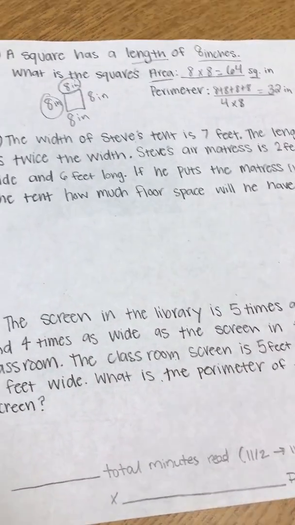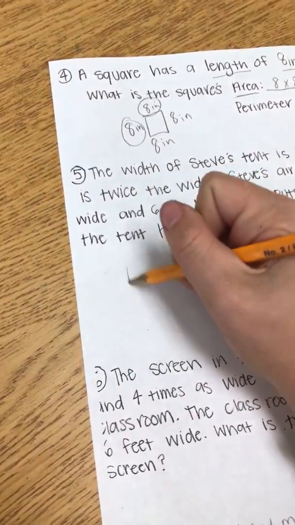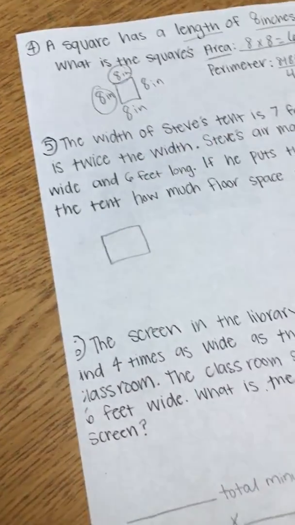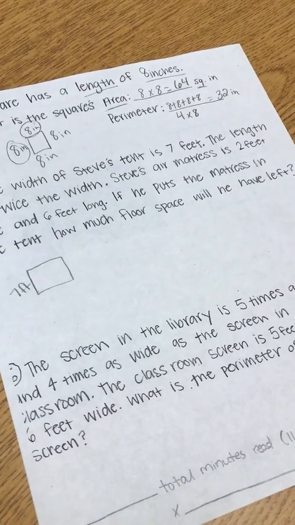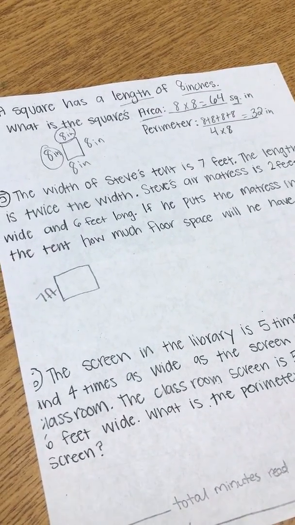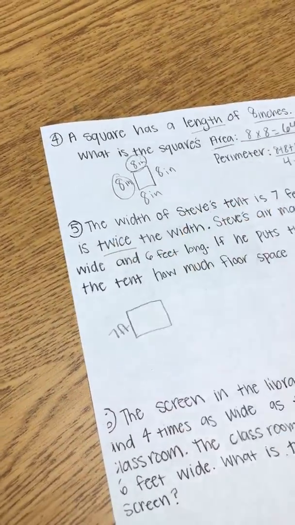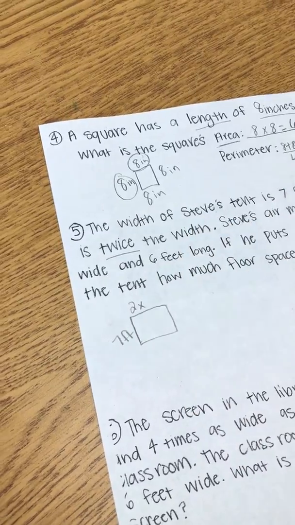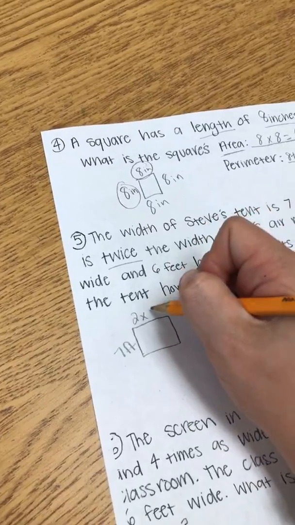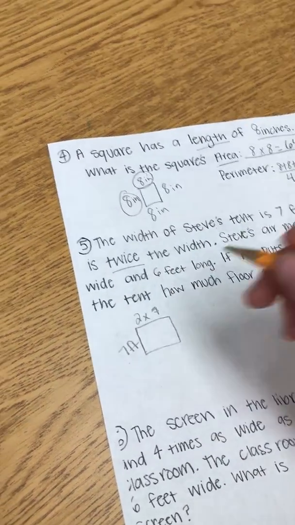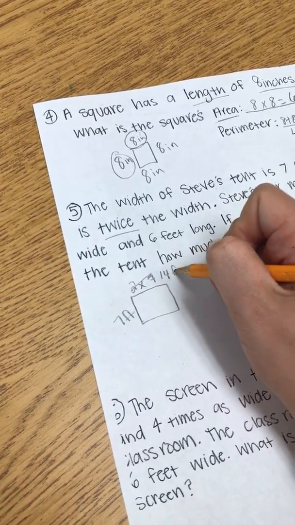Number 5. The width of Stephen's tent is 7 feet. Okay. So if I draw a tent, the width is 7 feet. The length is twice the width. So if something is twice, it means it's 2 times as much. So my length is 2 times as much as my width, and my width is 7. So 2 times 7, my length ends up being 14 feet.